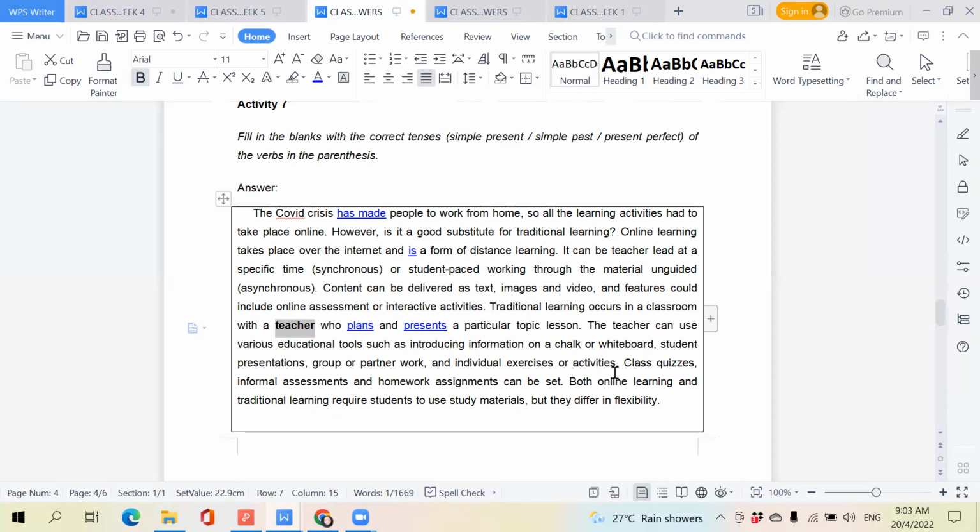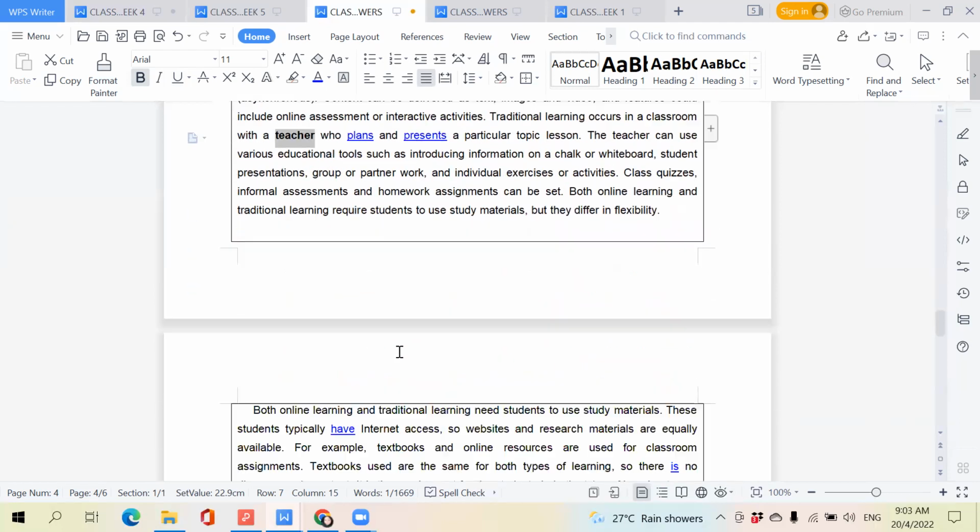agreement. Okay, anyway, the teacher can use various educational tools such as introducing information on chalk or whiteboard, student presentation, etc., etc., class quizzes, informal assessments, and homework assignments can be set. Okay, all right, next.